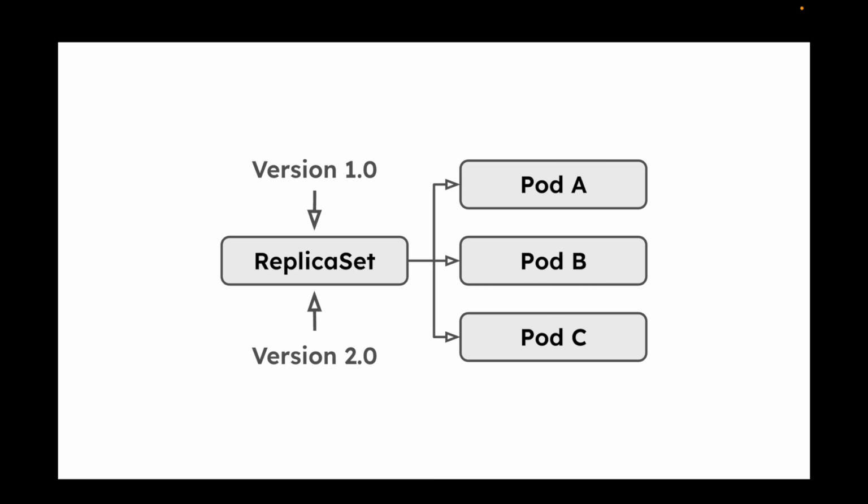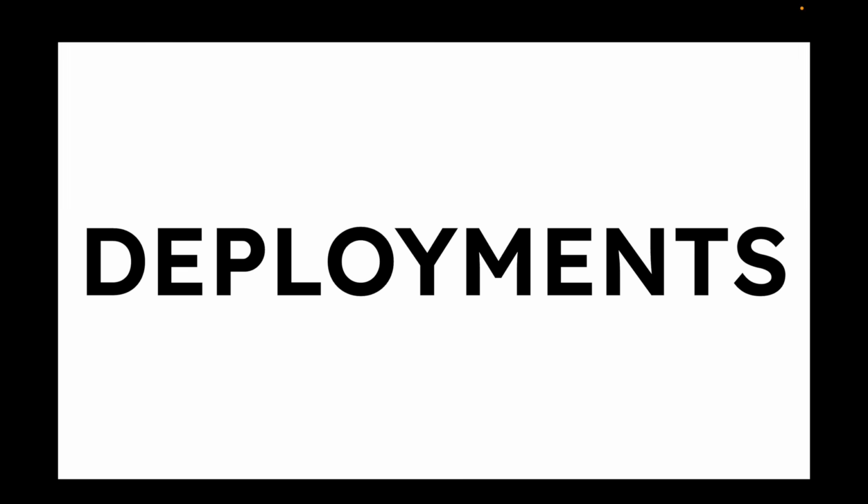Imagine Netflix, which runs thousands of pods and there are hundreds of releases per day. Manually updating these thousands of pods simply won't work. We need automation for this. We need to have controlled application releases, and that is exactly where deployments come in.